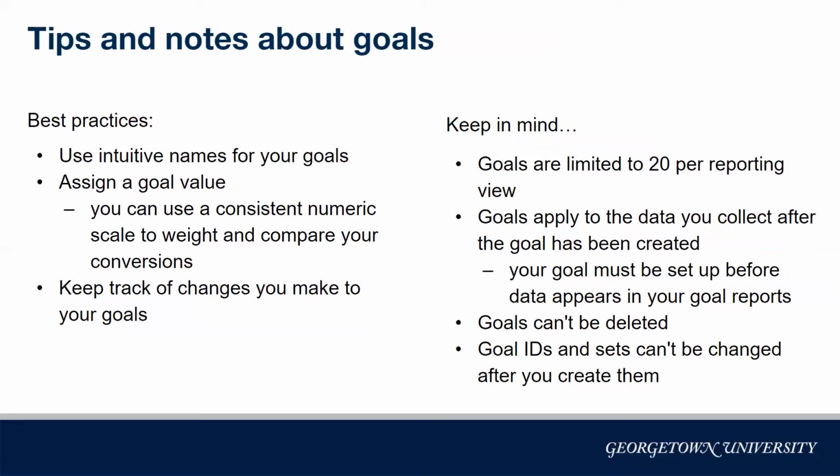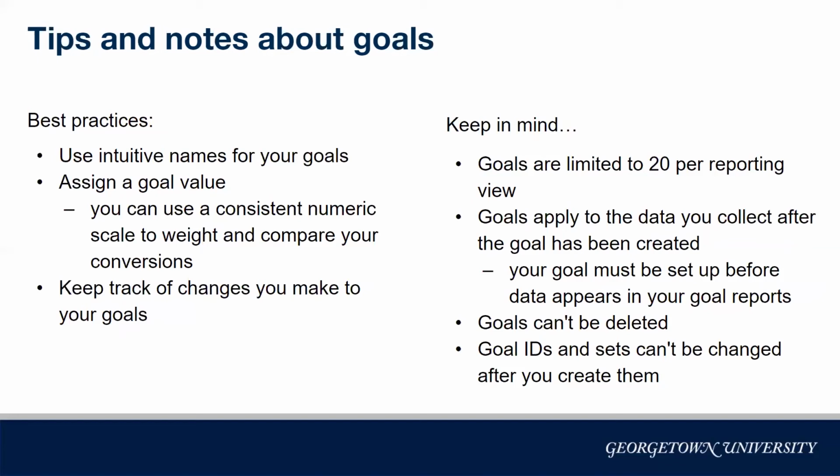This one is pretty self-explanatory. Don't use general or vague names when naming your goals. This can be problematic because if someone else on your team is looking at information on the goals, they might not understand exactly what that goal is tracking. So make sure you're using specific and intuitive names for your goals.